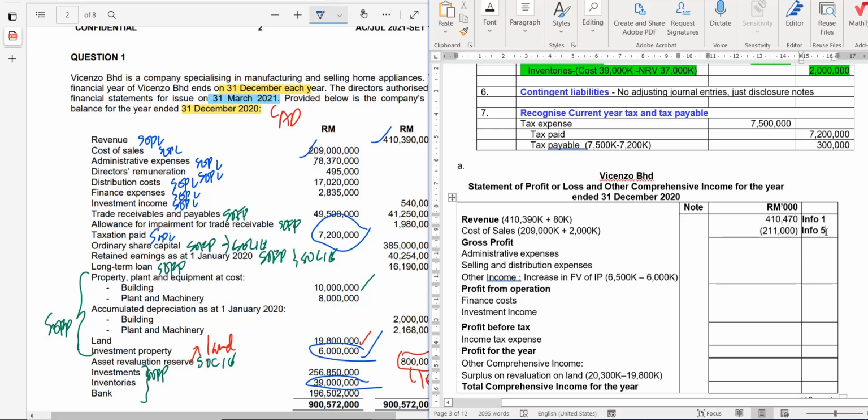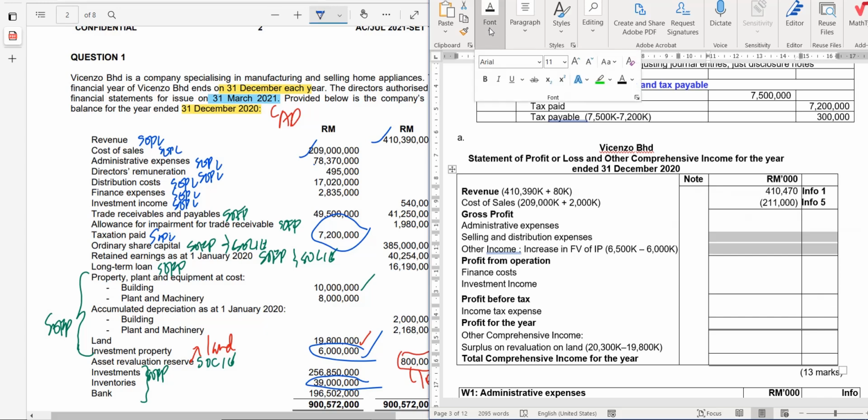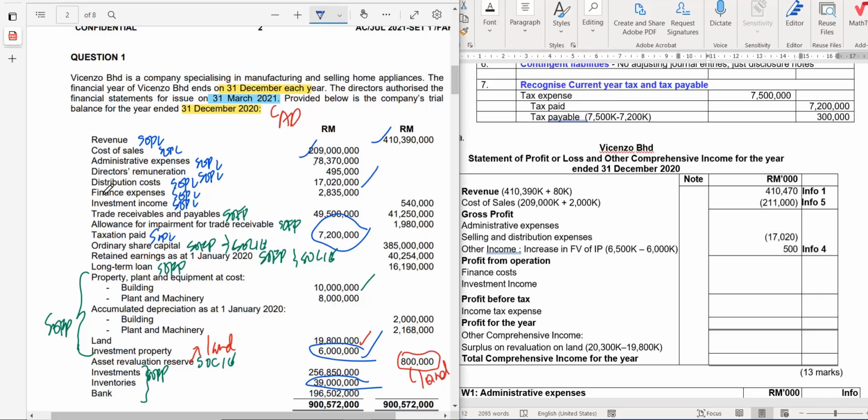So you can also refer to the adjustment that I've done, information 5, or you can refer to your question as well, but you can refer to the adjusting journal entry. For the admin expenses, I will show you later, but I will just show you first the selling and distribution, since there is no information saying that any item is under selling. So we're just going to take the selling item here, which is distribution cost, just include that. For the admin, you will have to do some calculation, but I'm going to do that later.